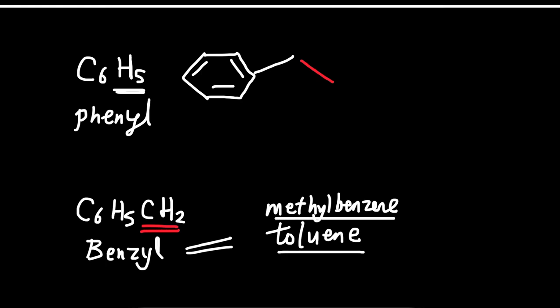Now, the only difference between phenyl and benzyl is that benzyl has one extra bend on its methyl, so it would look something like this. So this would be the first CH2, while phenyl would start here, benzyl would start here. So once again, special guest, benzyl, 3 names, methylbenzene, toluene, and its cousin is phenyl, which is 1 carbon less.